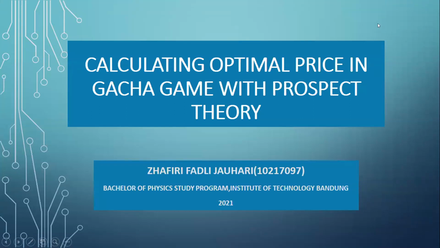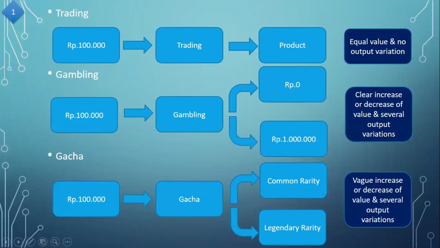Assalamualaikum warahmatullahi wabarakatuh. Good morning, everyone. By the way, my name is Zavir Fadi Jawahari, and my ID number is 102177097. Today, I am going to present my paper about calculating optimal price in gacha games with prospect theory. For the first page, I'm going to explain a little bit about gacha for those of you unfamiliar with the term.